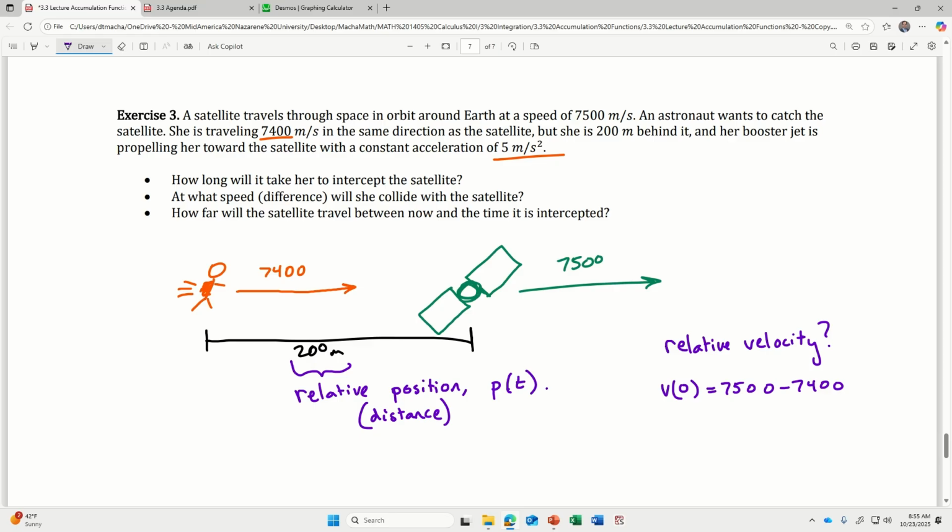So a positive velocity tells me that's a positive rate of change of the distance. I want my distance to be increasing, so I want the velocity to be positive. If I did 7,400 minus 7,500, then it would be negative, but that's not right in this case when they're actually growing farther apart over time. All right.